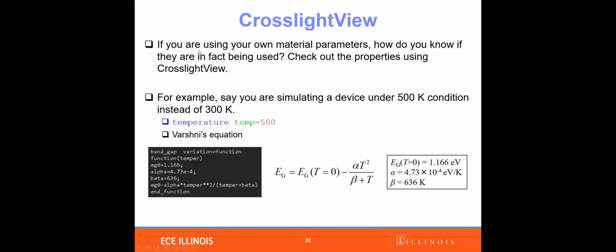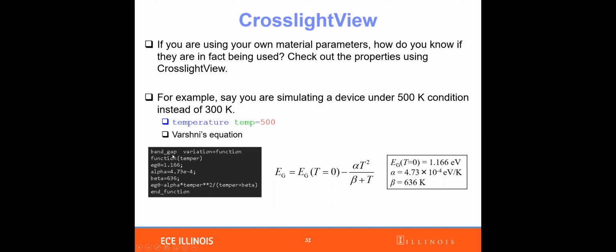So if you are using your own material parameters, you need to check the macro under the CrossLight folder. Yeah, I will teach how to modify the macro in a bonus content, but here you just need to know that these parameters are changeable. You can define your own material. You can change the parameters based on the material you choose. Here I just take one example, like the band gap.